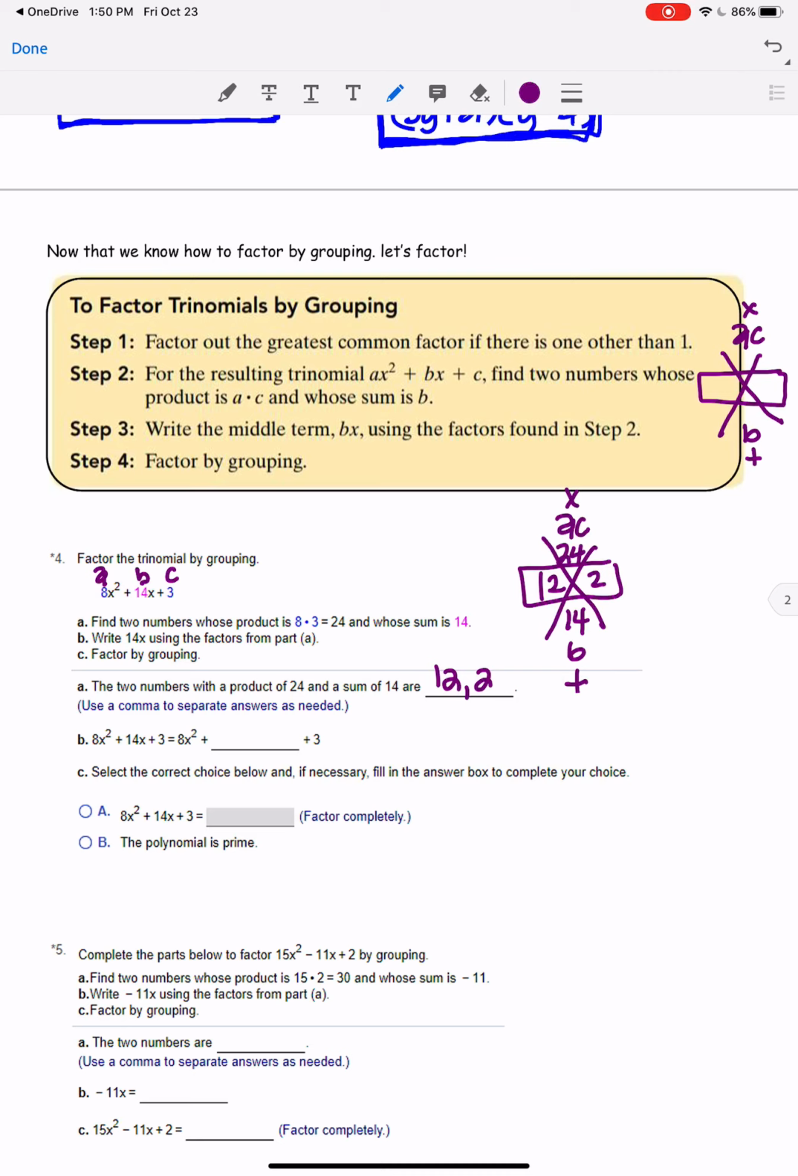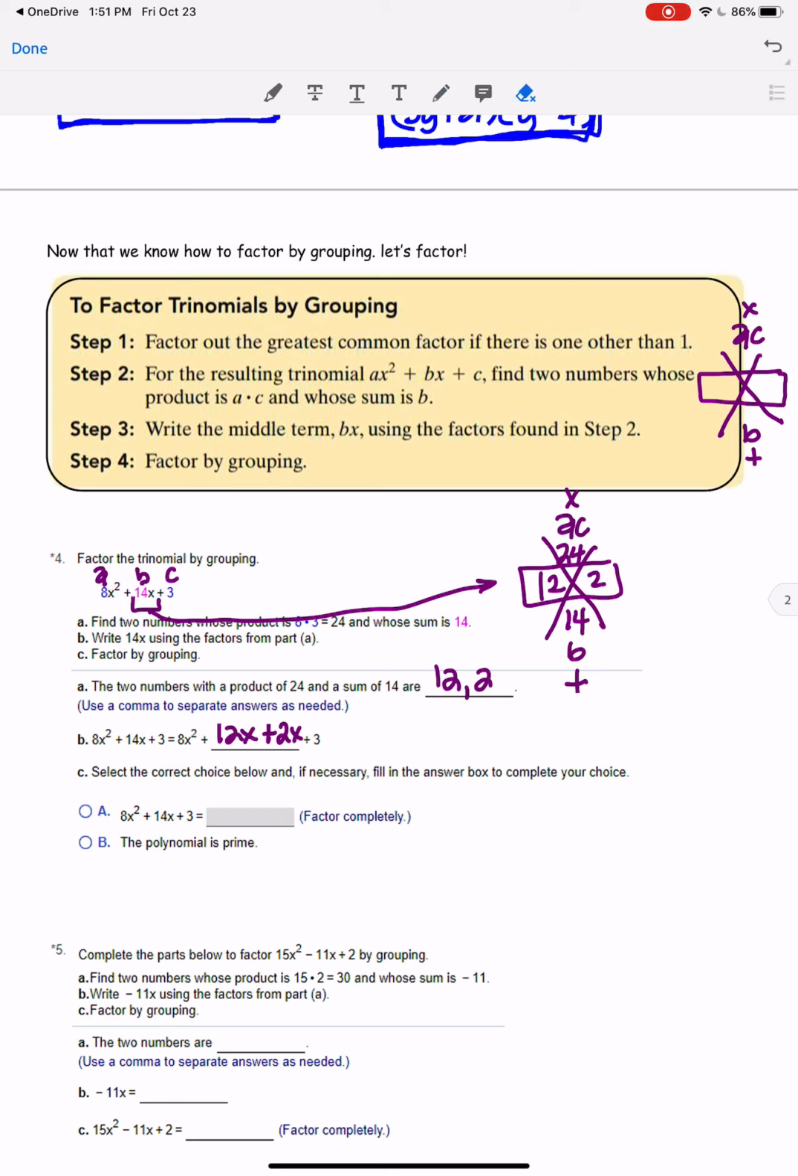Part B is our step 3. My middle term, my bx, is this 14x. I'm going to rewrite that 14x using these 2 numbers here. So now we've got 8x squared plus 14x plus 3 is going to turn into 8x squared plus 12x plus 2x plus 3. I haven't changed this at all, right?